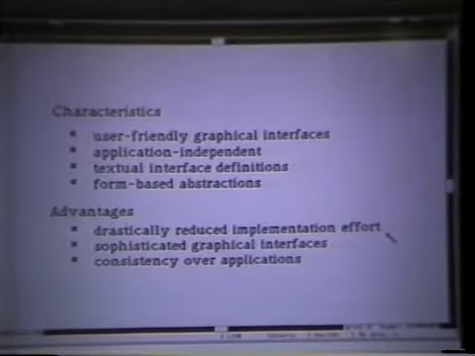In particular, it's very much less than would be required to hand-build a graphical interface of equivalent sophistication to the one Cousin provides. Moreover, the Cousin interfaces are consistent over all applications in terms of both the low-level details of interaction and the high level of user-friendly services provided.